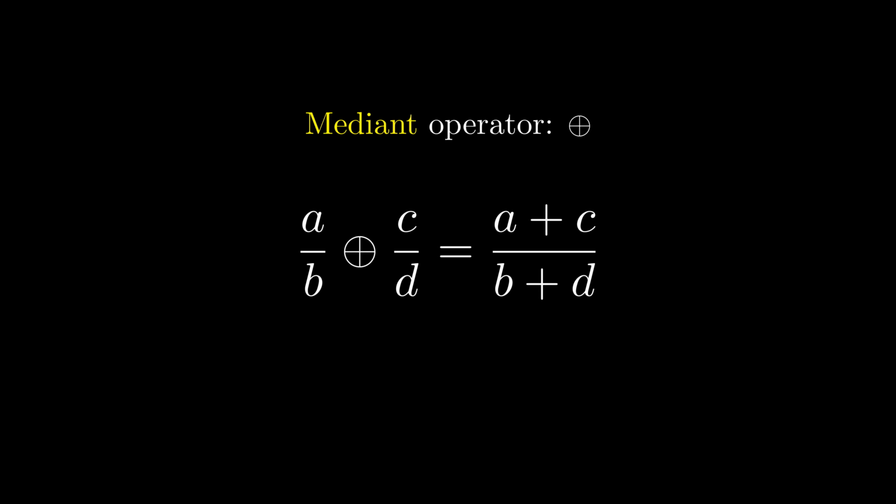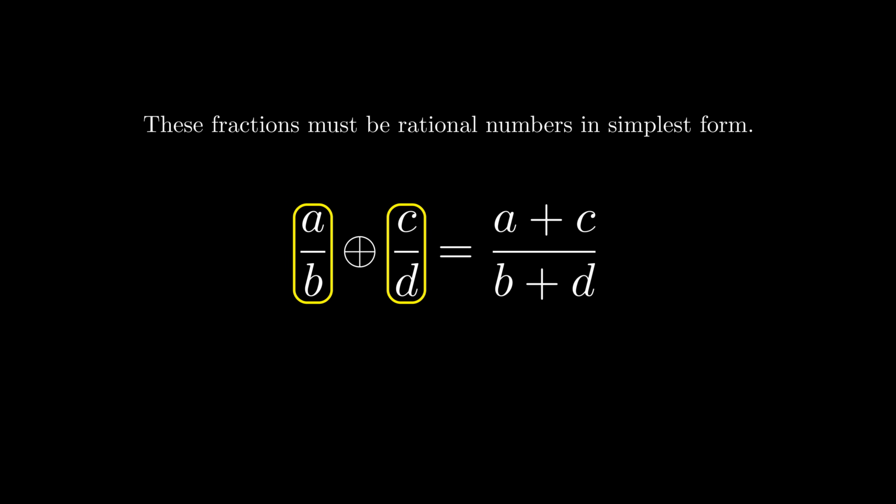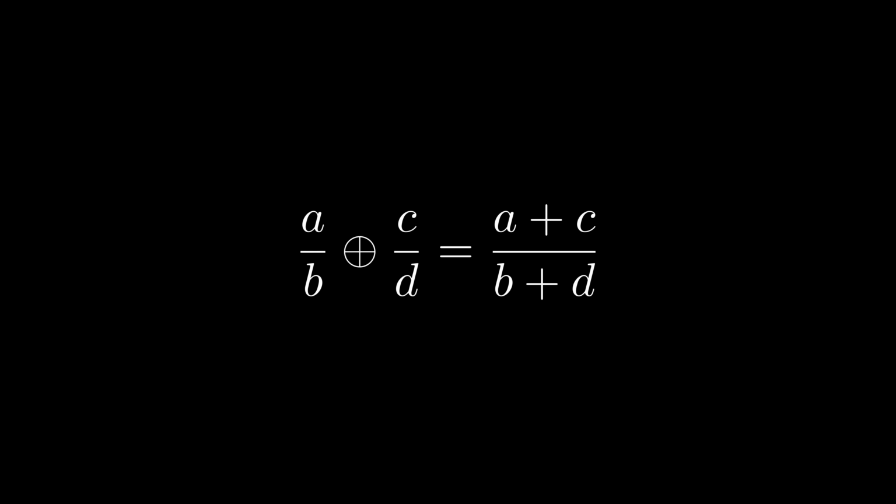However, usually when people work with mediants, they add two particular conditions. The first condition is that our fractions are rational values, so no irrational numbers are allowed. And the second condition is that our fraction is in simplest form. To see why we add these conditions, consider the following example. The mediant of these two fractions gives us this.